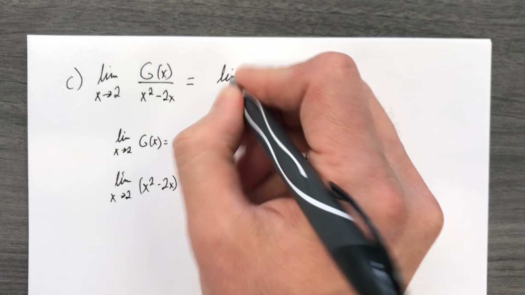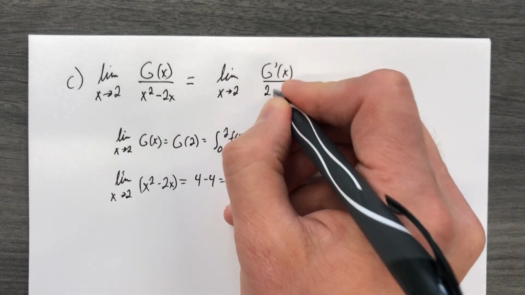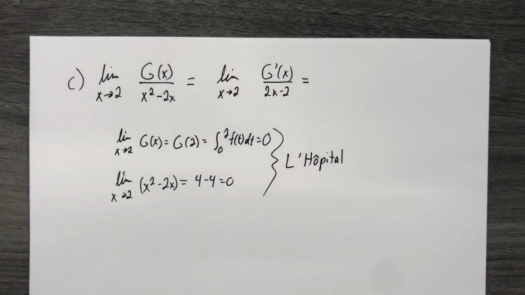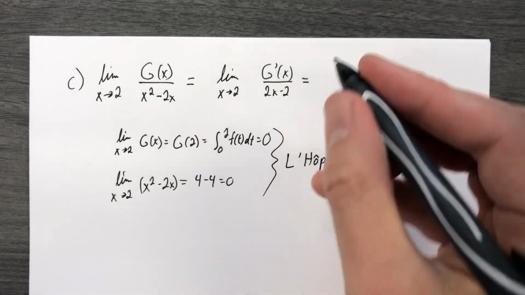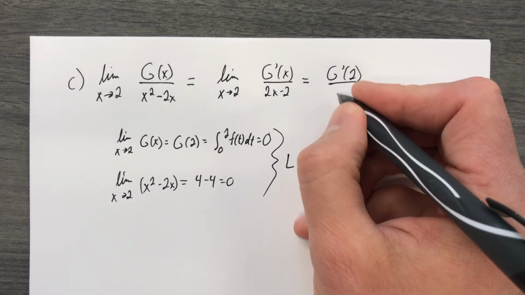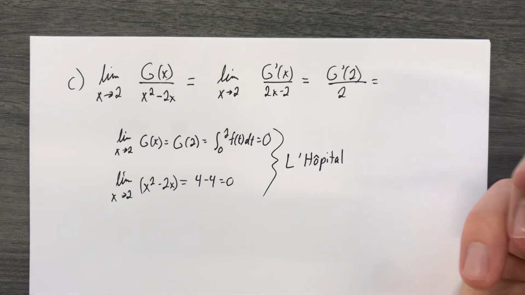So here we go. The limit as x approaches 2, g prime in the numerator, and 2x minus 2 in the denominator. So we're already out of L'Hopital land, because if you plug in a 2 in the denominator, you won't have a 0. So that's going to give us g prime of 2 over 2 times 2 minus 2, so 2. And these 2's cancel.